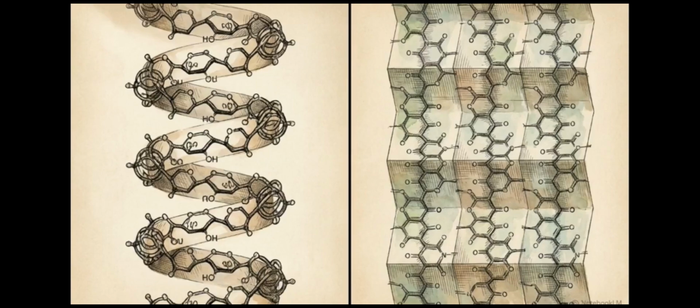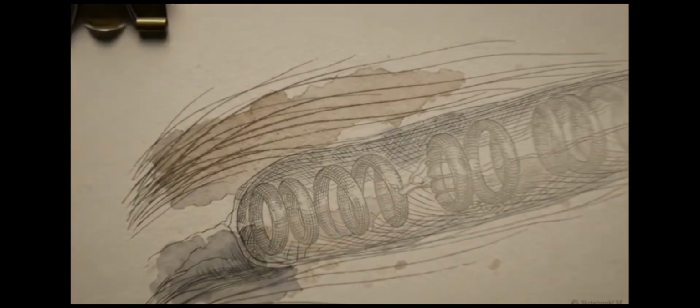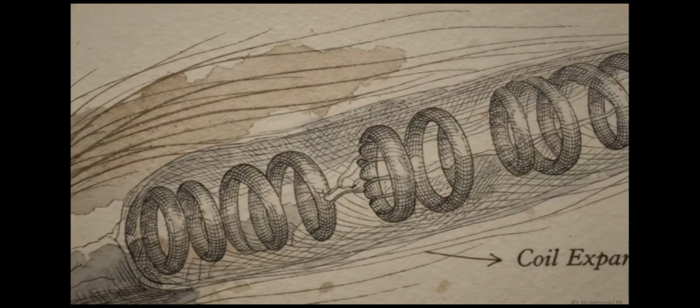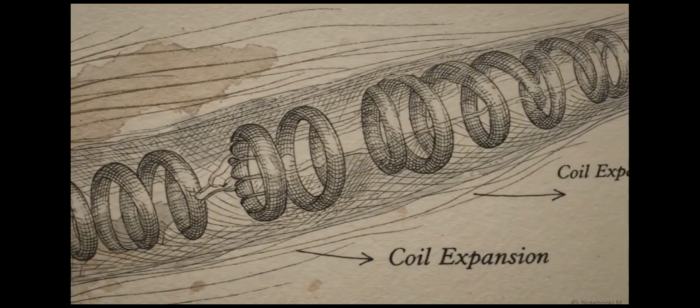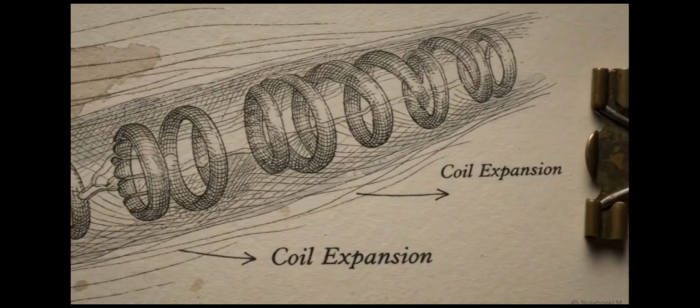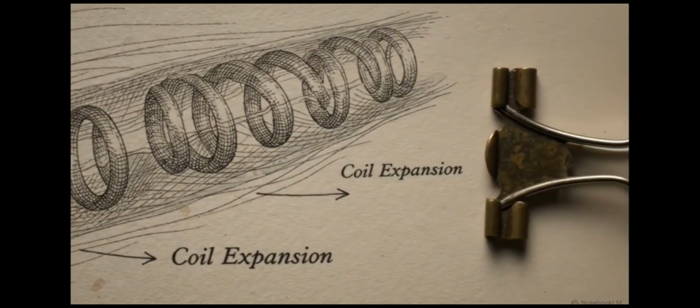The two most common are the alpha helix and beta-pleated sheet. When the peptide chain twists into a right-handed coil, it forms an alpha helix. These hydrogen bonds allow the molecule to act like a physical spring. This molecular elasticity is exactly why proteins like keratin make your hair stretchable.